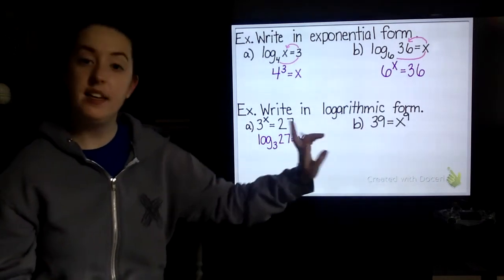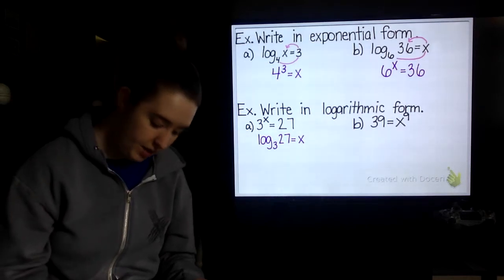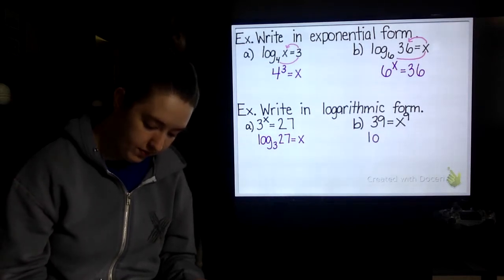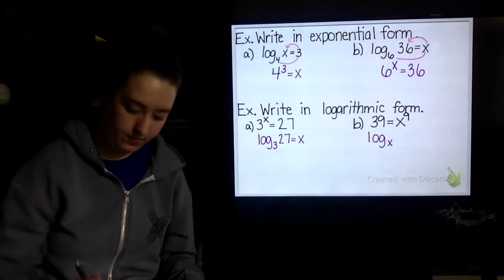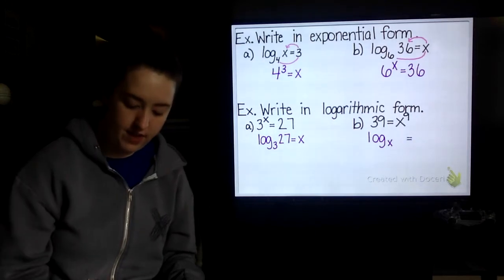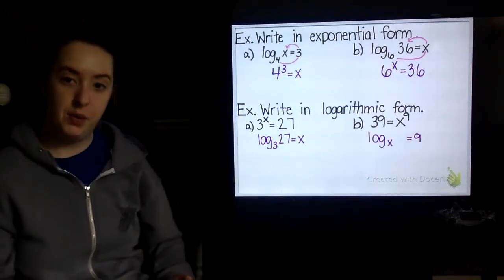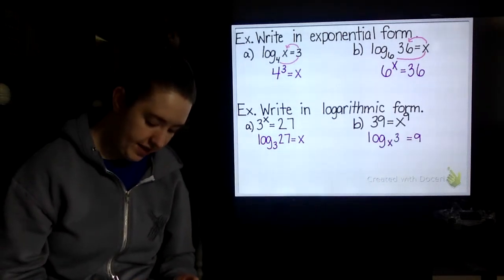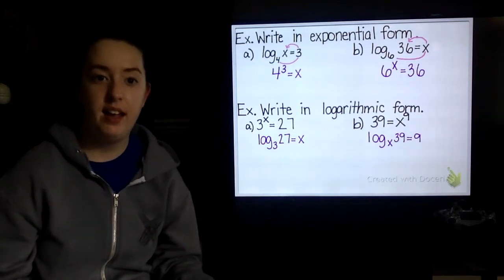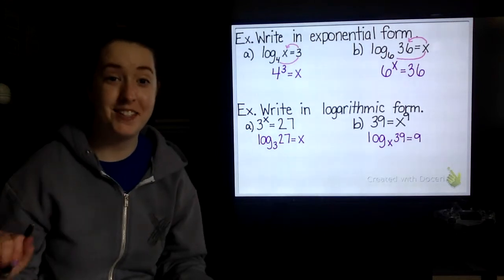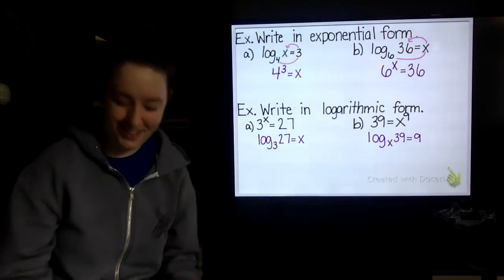Over here on B, it switched around, but it's still the same idea. When we write this out, we want to start with log. And then my base on this one is x. After all of that, my exponent always goes on the other side of the equal sign. And then to fill it in right here, I have a 39. I know it feels like I'm jumping around a little bit, and you might be able to write those out just fine, but I have to think through it that way.